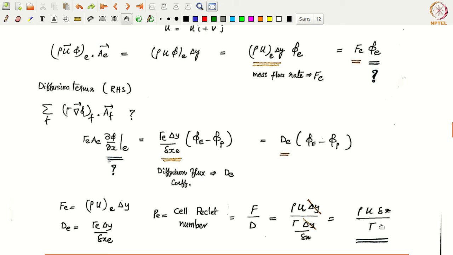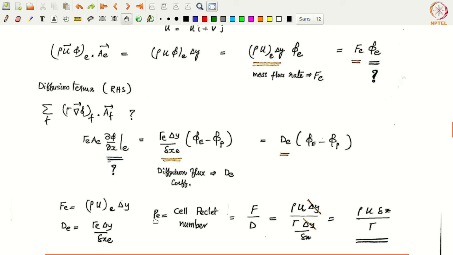We need this in order to know whether the problem is a convection dominated problem or a diffusion dominated problem, depending on the value of the cell Peclet number. That defines the relative strengths of these two physical quantities. So we define this.